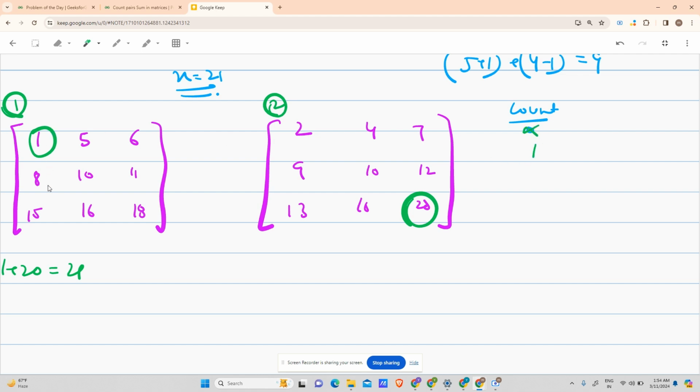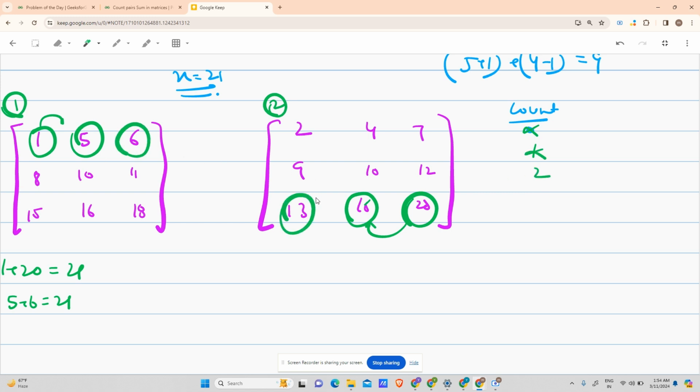Now, because this has matched, I will move right in matrix 1 and left in matrix 2. I'm standing at 5 and at 16. 5 plus 16 is 21, equal to x. So again it matches. Next, 6 plus 13 is 19, which is less than 21.